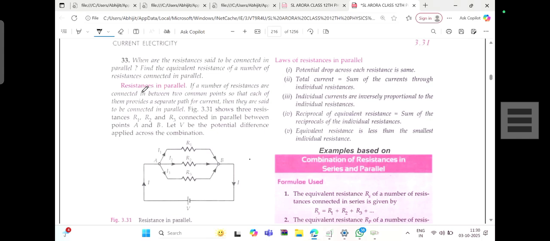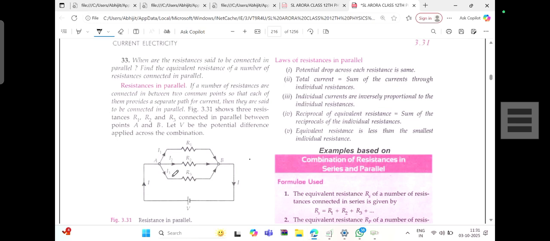In the earlier classes I have discussed the series combination of resistances. Today I will discuss resistances in parallel combination. As I discussed in the previous videos about series combination of resistances, I told that the current in the series combination is the same in every resistance.